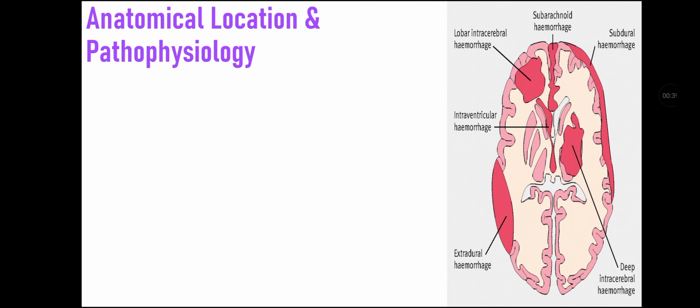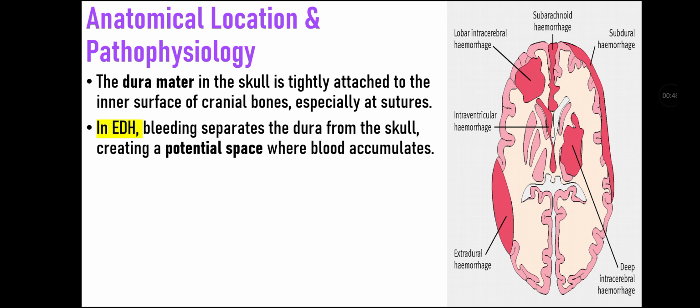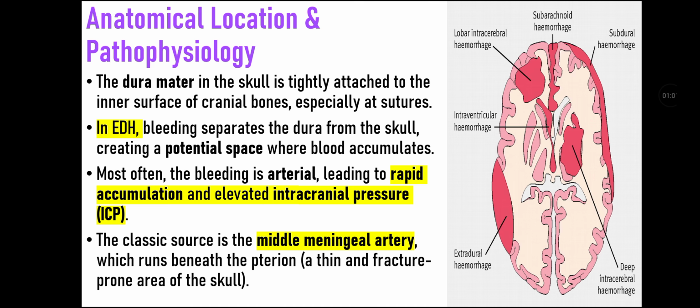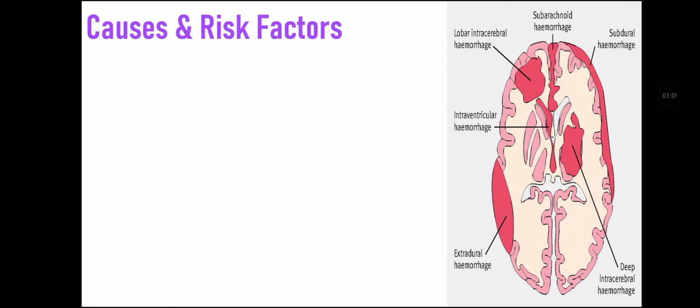Anatomical location and pathophysiology. The dura mater in the skull is tightly attached to the inner surface of cranial bones, especially at sutures. In extradural hemorrhage, bleeding separates the dura from the skull, creating a potential space where blood can accumulate. Most often, the bleeding is arterial in this case, leading to rapid accumulation and elevated intracranial pressure. The classic source is the middle meningeal artery, which runs beneath the pterion, that is a thin and fracture-prone area of the skull.